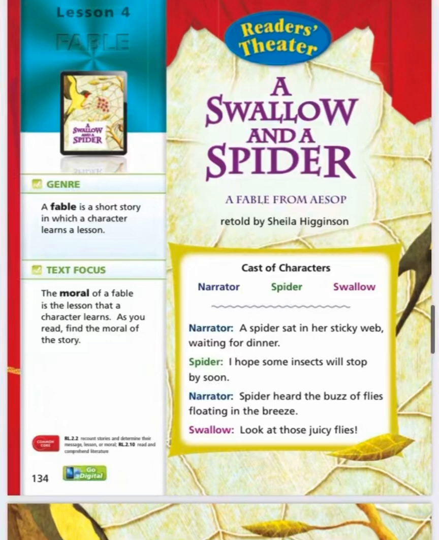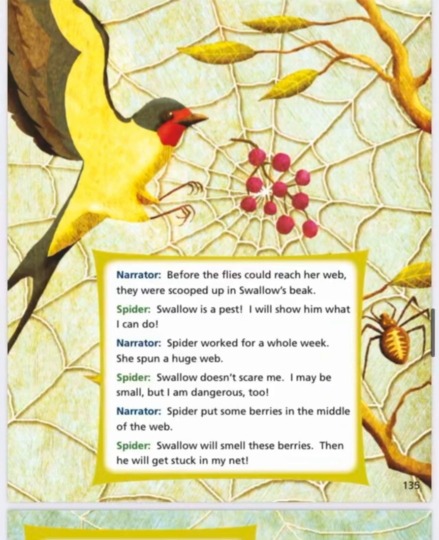Narrator: A spider sat in her sticky web, waiting for dinner. Spider: I hope some insects will stop by soon. Narrator: Spider heard the buzz of flies floating in the breeze. Swallow: Look at those juicy flies. Narrator: Before the flies could reach her web, they were scooped up in Swallow's beak. Spider: Swallow is a pest. I will show him what I can do.